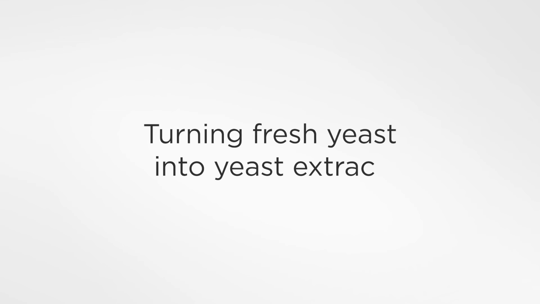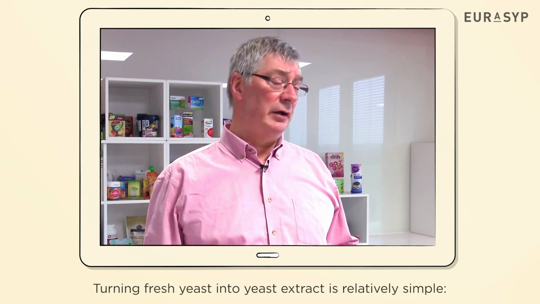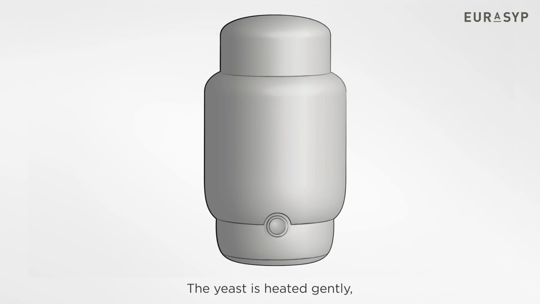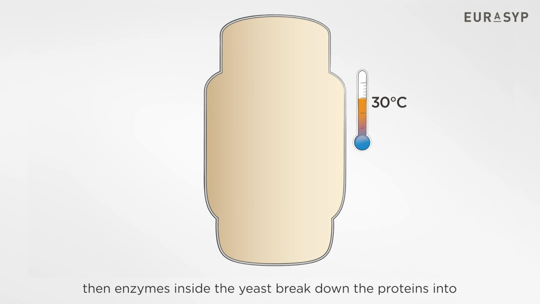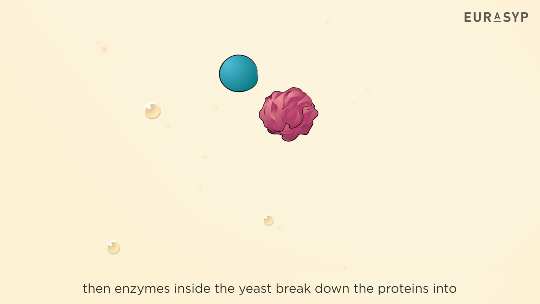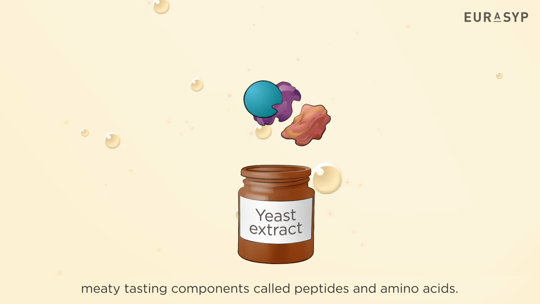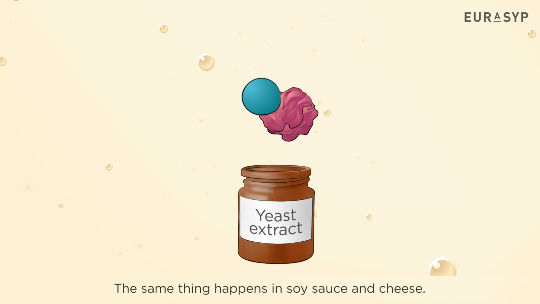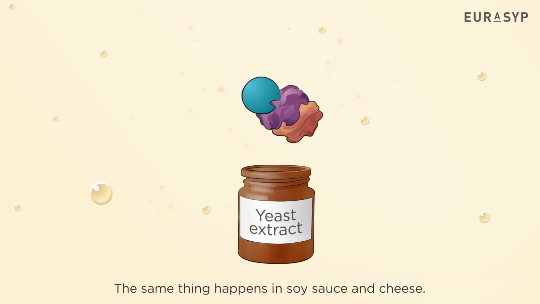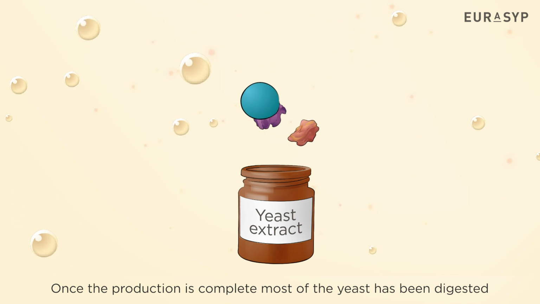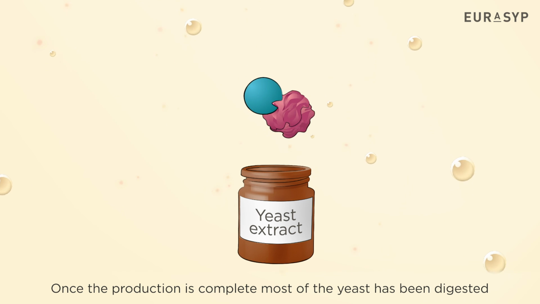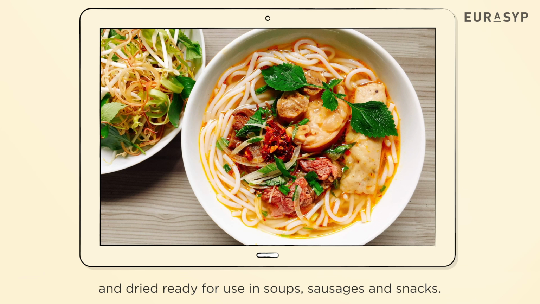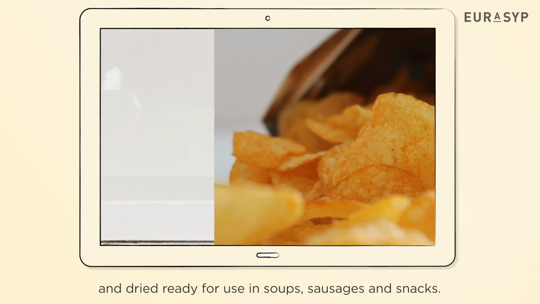Turning fresh yeast into yeast extract. Turning fresh yeast into yeast extract is relatively simple. The yeast is heated gently, then enzymes inside the yeast break down the proteins into meaty tasting components called peptides and amino acids. The same thing happens in soy sauce and cheese. Once the production is complete, most of the yeast has been digested and the extract is concentrated and dried, ready for use in soups, sauces and snacks.